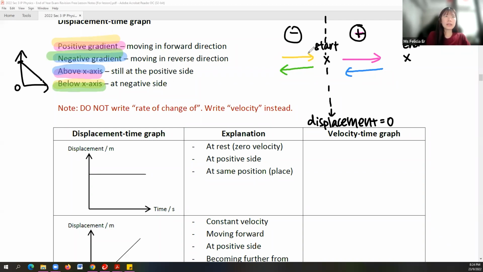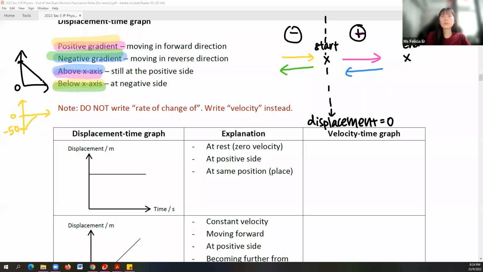Next one, the yellow arrow, which is positive gradient, but below the x-axis. For the yellow one, the graph will be below the x-axis, but with positive gradient. In this case, your displacement starts from a very negative value, maybe -50, then it goes towards 0. That means you are from very far away, and you are going back to the start point. So that's why positive gradient and below the x-axis will be this yellow arrow.